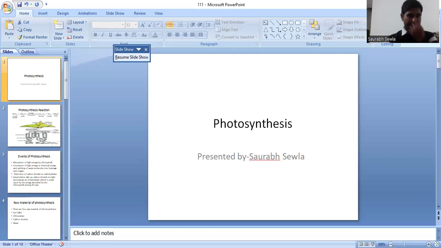Now the activity shows what the raw materials of photosynthesis are. We know there are four raw materials of photosynthesis: one is sunlight, second chloroplast, third carbon dioxide, and fourth water. These raw materials represent the necessary parts of photosynthesis. So we discuss one by one.